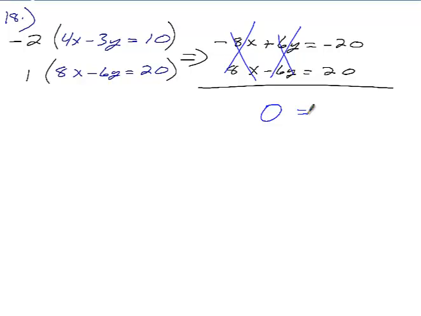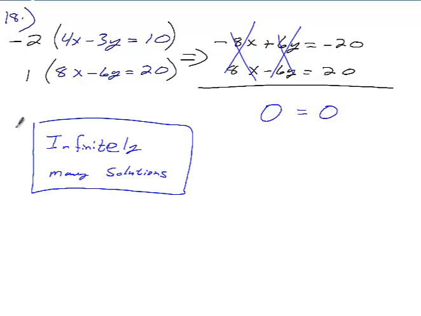Infinitely many or no solution, depending on whether this statement comes out true or false, right? So what's negative 20 plus 20? 0. So if it's true, is it no solution or infinitely many? Infinitely many. All right, so everybody okay with 18, yeah? All right. Anything else, or are we good? Are these making some sense?